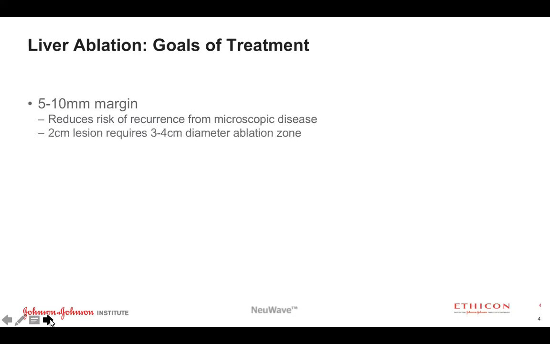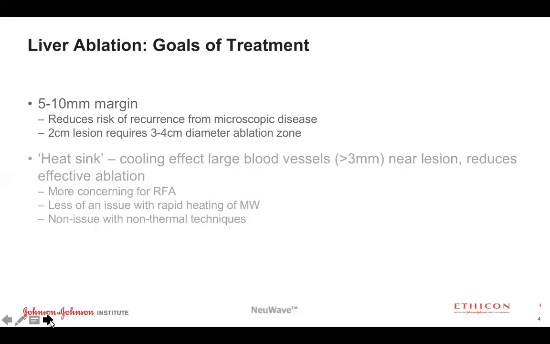And as a result of that, a 2 centimeter lesion really requires a 3 to 4 centimeter diameter ablation zone. And you can imagine a 2 centimeter lesion is fairly small. It's about as small as we are fortunate to see, yet we need a relatively decent ablation zone in order to adequately cover that lesion. So what are some of the things that influence whether we can achieve that ablation zone?